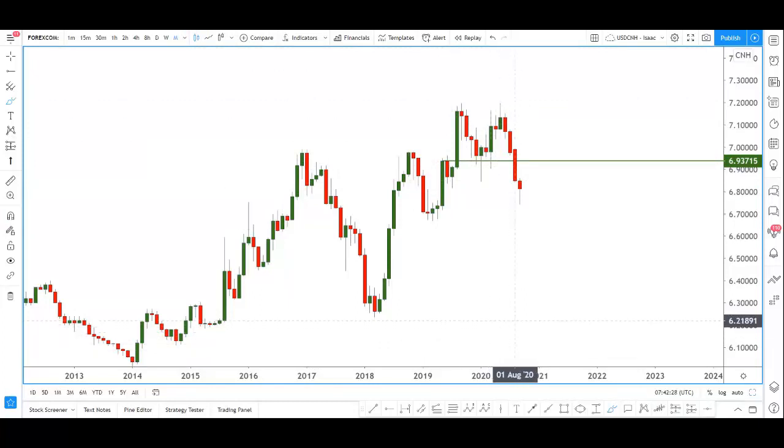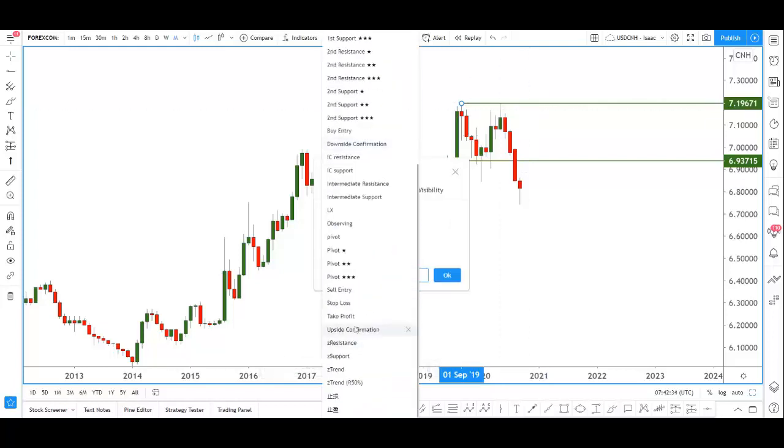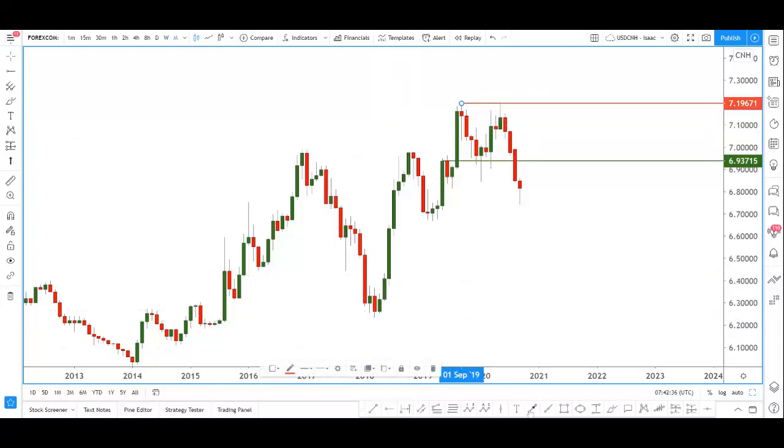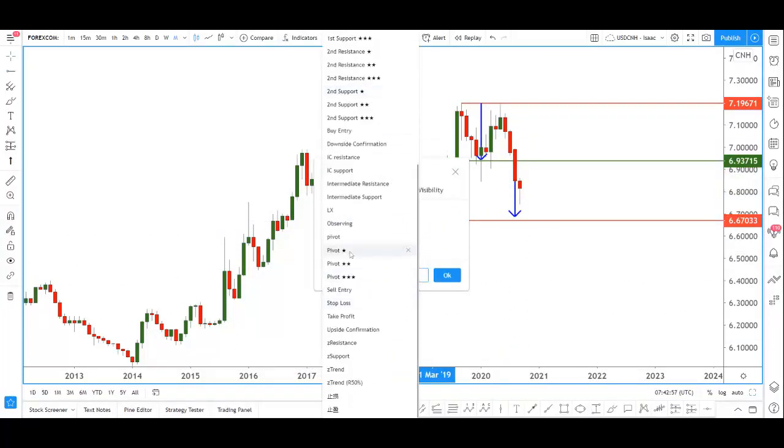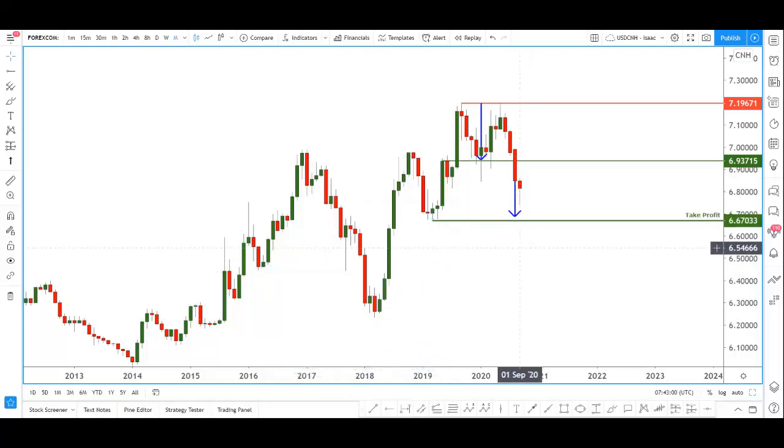To find the target of a double top pattern, we need to take the highest point of the double top pattern, which is here, and project it to the neckline. I'm going to change the color of the arrow. And then we project it 100% from the point of breakout. So from the point of breakout, which is this candle, we should see the take profit potential of the double top pattern over here, which is at 6.6703, which is the previous swing low back in March 2019.